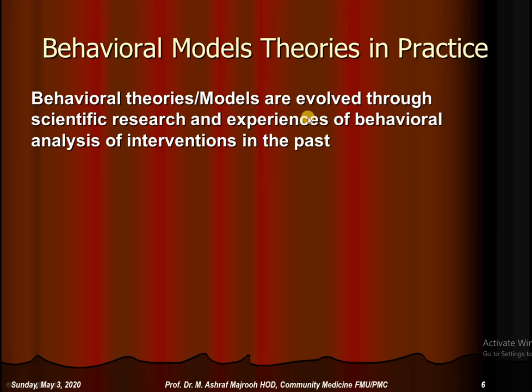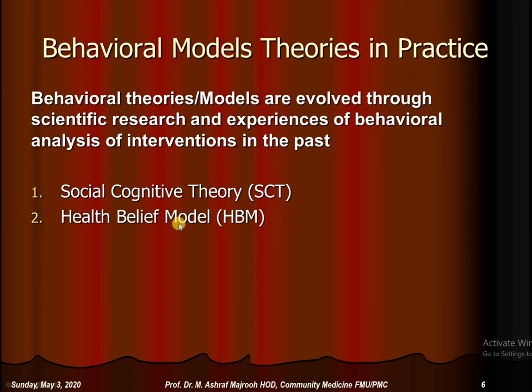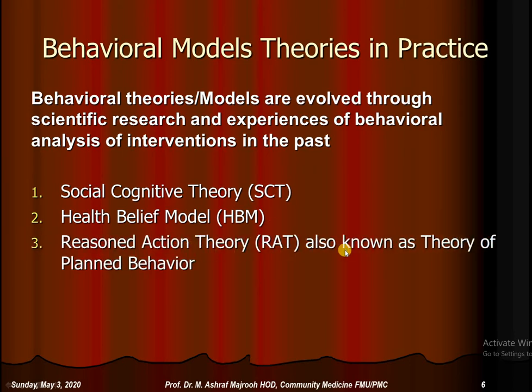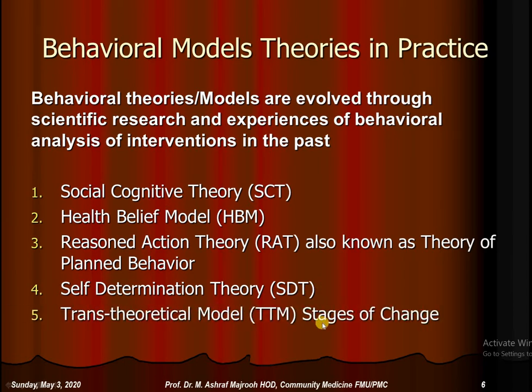The behavioral theories and models evolved through scientific research and experiences of the behavioral analysis of interventions in the past. The theories in practice are: social cognitive theory, abbreviated as SCT; the health belief model, abbreviated as HBM; reasoned action theory, also known as the theory of planned behavior; self-determination theory, SDT; and the trans-theoretical model of stages of change. So these are the 5 theories. We will concentrate on and describe these theories.